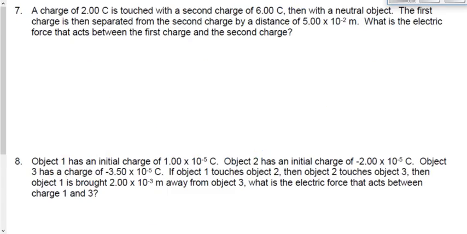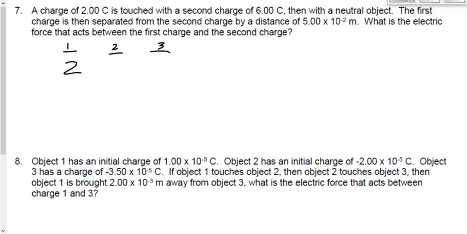Number 7 is the last one we want to go over here today. It says a charge of 2 coulombs is touched with the second charge, then with a neutral, and then we want to find a force between them. This is one of those two-steppers. We did an example just like this. Charge 1, charge 2, charge 3. Let's find out what they become after they touch each other, and then let's figure out what the force is.